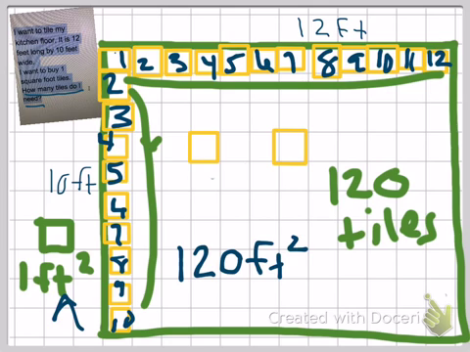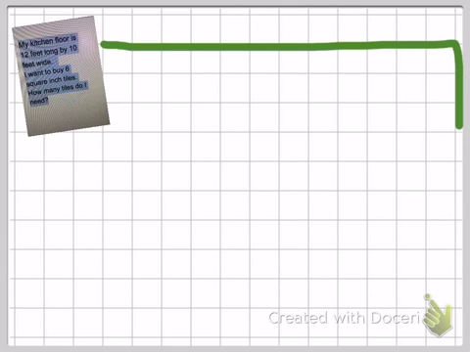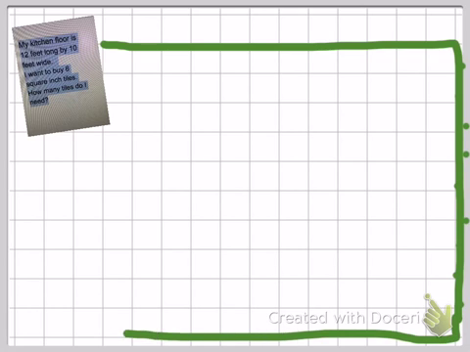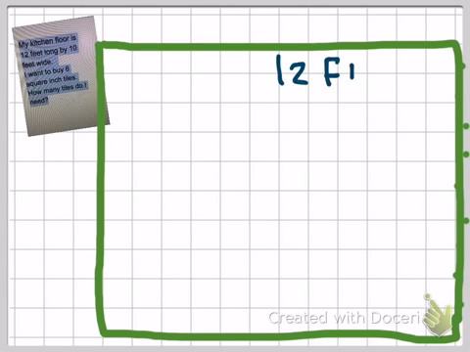Now let's step it up a notch and make it a little bit trickier. We still have the same kitchen, and this time we want to use 6-inch tiles, because for whatever reason that day I was feeling crazy and I found some really good tiles that are only 6 inches. They're not a square foot. So we're keeping our same dimensions. This is 12 foot and this is 10 foot.